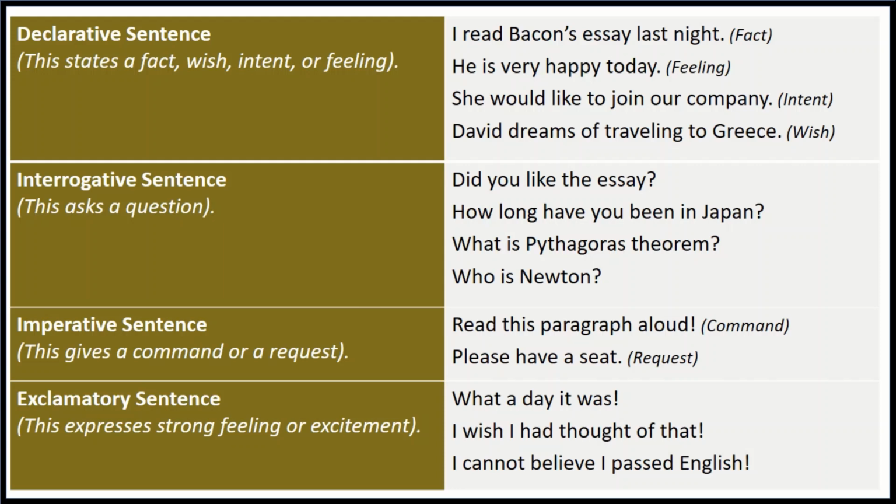So, first of all, declarative sentence. The word itself gives us a clue. Declarative comes from the word declare, which means to state a fact or a wish or intention or a feeling. For example, I read Bacon's essay last night. Okay, it's a fact that I am telling you that I read Bacon's essay last night.